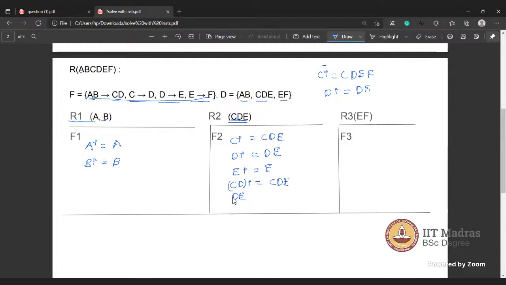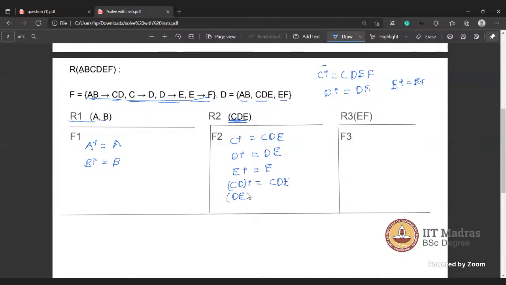Sir, closure of E should be E and F, right? Yeah. But we have to see that C, D, E are present in R2. So you have to take only those attributes present in the R2 table.